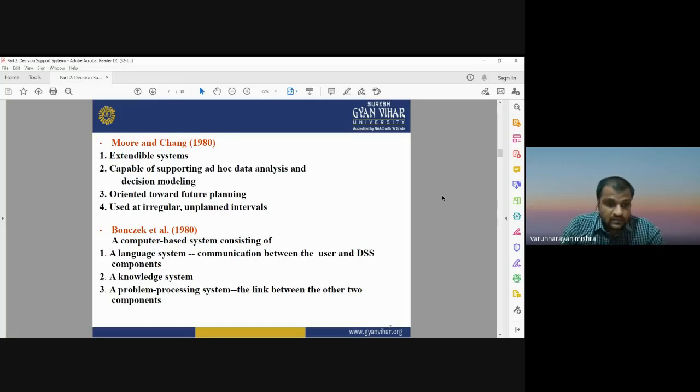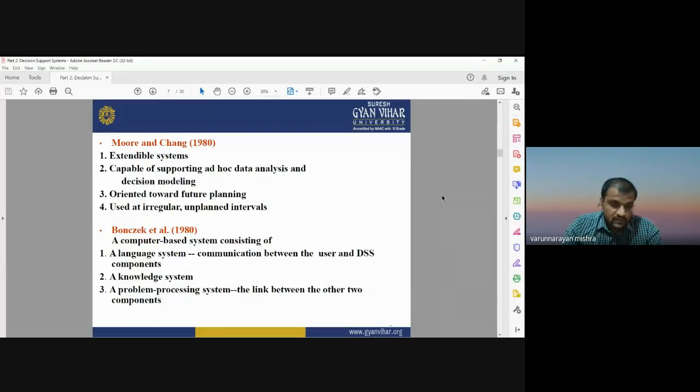Now, a very important definition of DSS was given by Bonczek in 1980. He stated that it's a computer-based system consisting of a language system, that is the communication between the user and the DSS. The language may be any kind of programming language: Java, Visual Basic, C, C++, any kind of language. The language can be used to communicate between the user and the decision support system. It's also a knowledge system and a problem processing system, the link between the other two components.